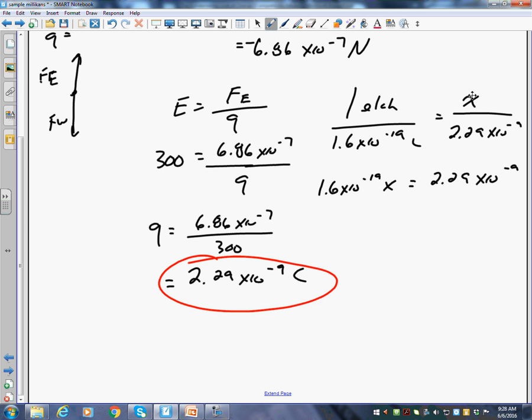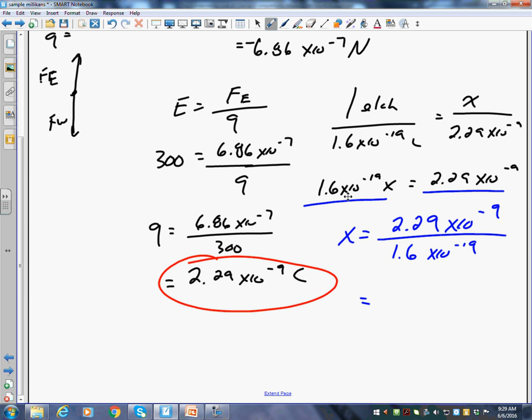So what am I going to do here? I'm going to divide both sides by 1.6, right? So x is equal to 2.29 times 10 to the minus 9 all over 1.6 times 10 to the minus 19. I'll pause for a second.